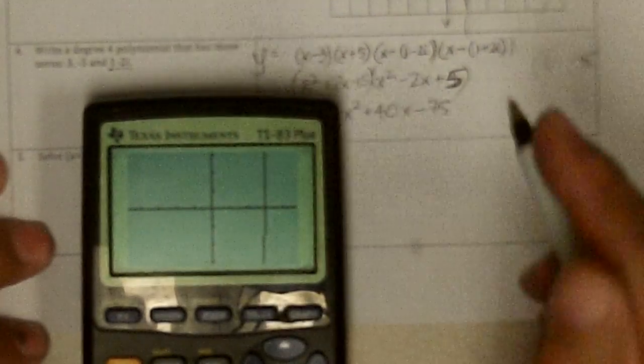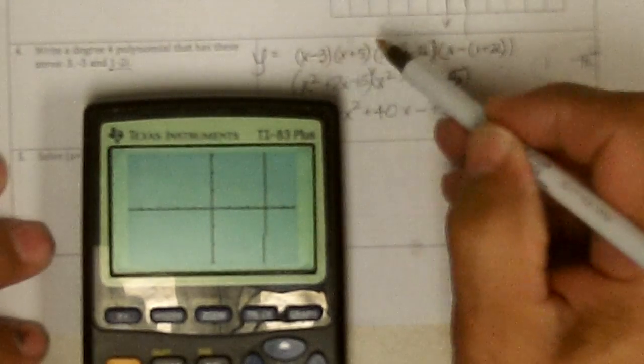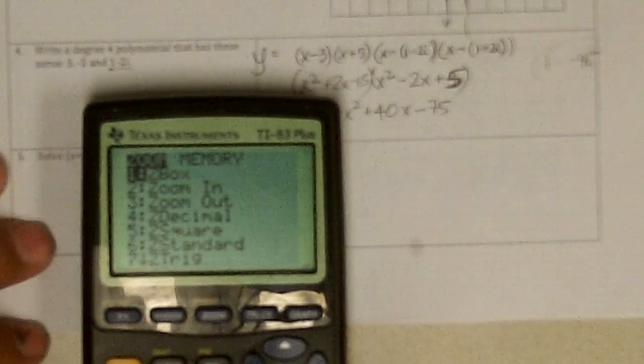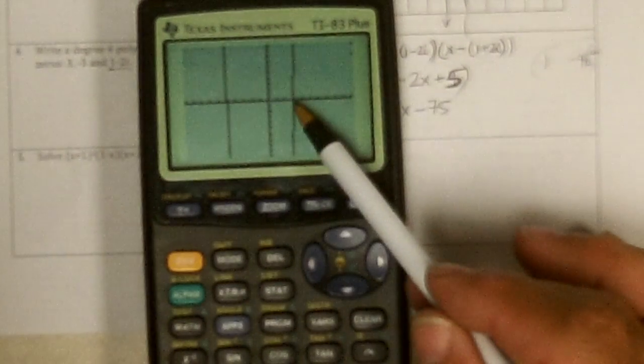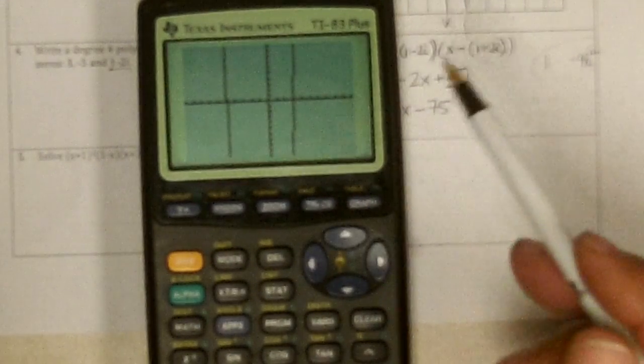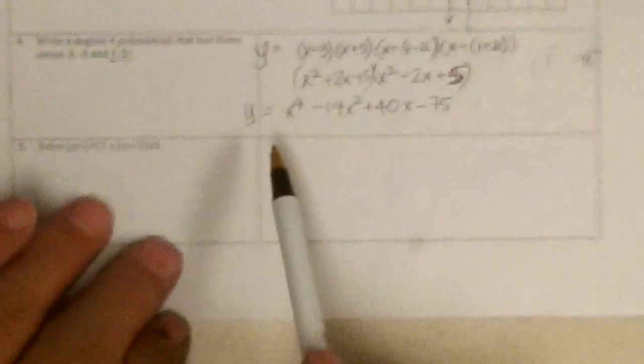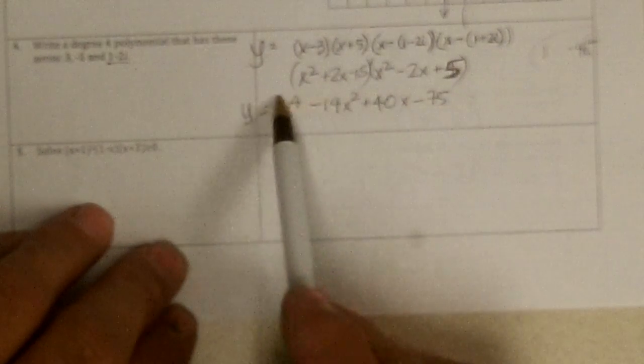I'm hoping I see it cross at positive 3 and negative 5. Oh, can't see it down there, so I'll do Zoom 6, negative 5, positive 3, and then there's the two imaginary that you won't see. So this still checks, so I must not have made too many errors in this, and so that looks pretty good.